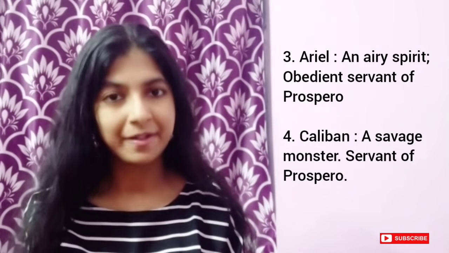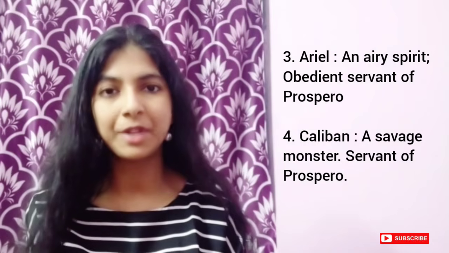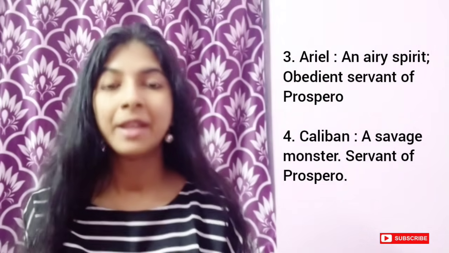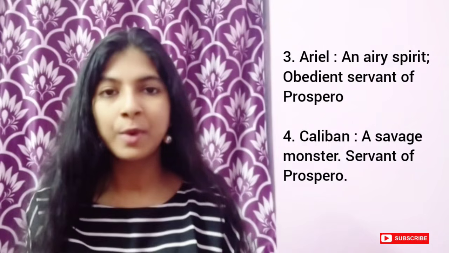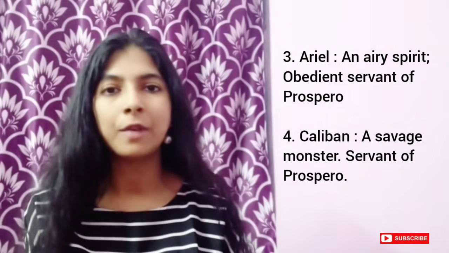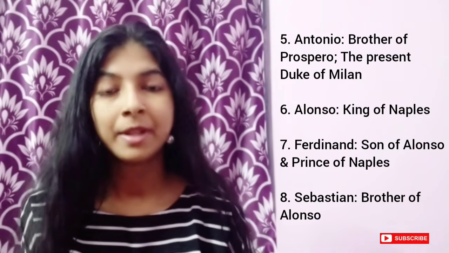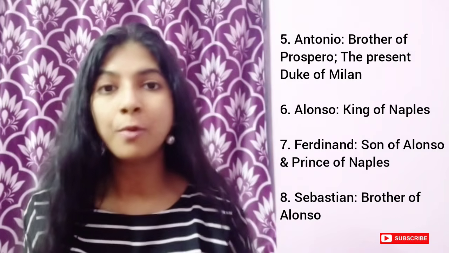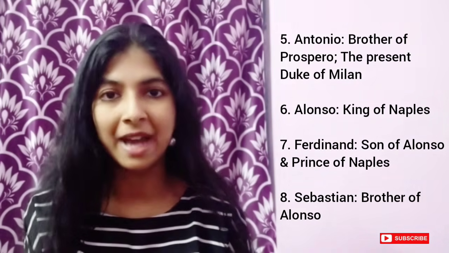Then we have Ariel, an airy spirit, who is an obedient servant of Prospero. Then we have Caliban, a savage monster who is also a servant of Prospero, but he is always rebelling. Then we have Antonio, the brother of Prospero, who betrayed Prospero and is the current Duke of Milan.